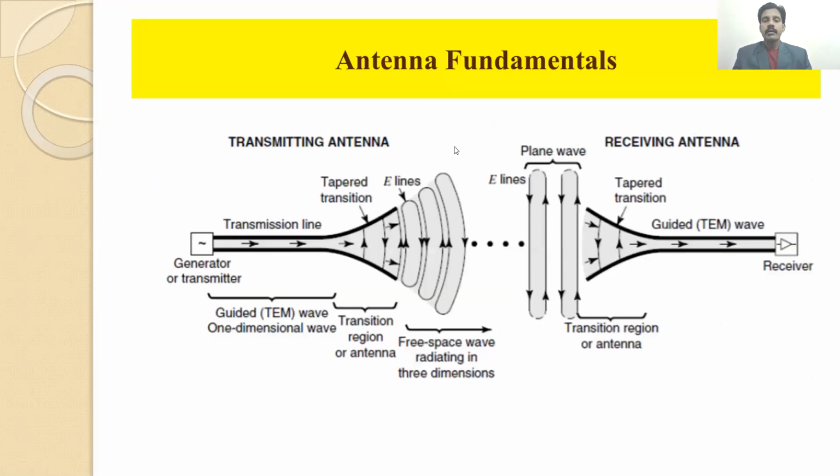So this is the fundamental diagram for an antenna, where this is called the transmitting antenna and this is called the receiving antenna. In the transmitting side, there is a source or transmitter, then the transmission line, and the end of this transmission line, this structure, is called the transition region. This is a very important area, and from now onwards in our theory this area is called the antenna.